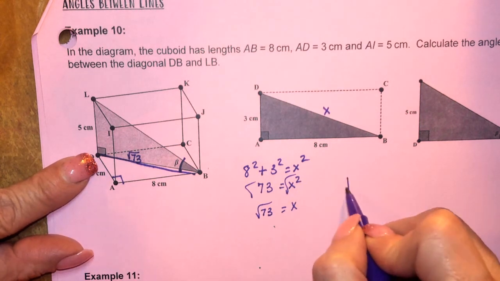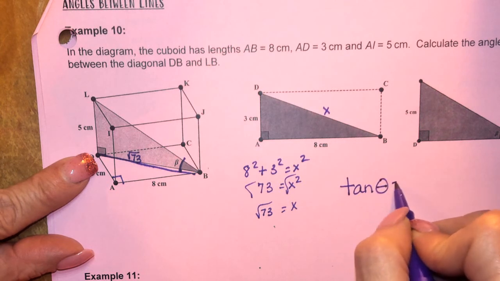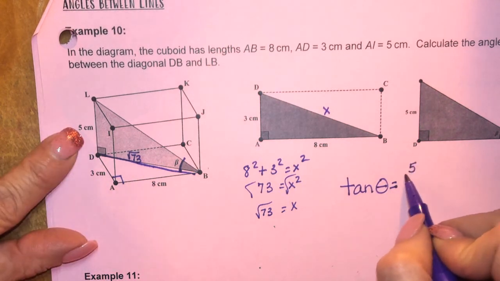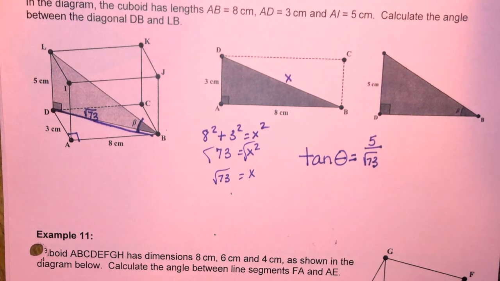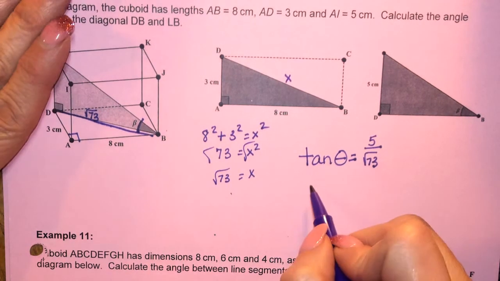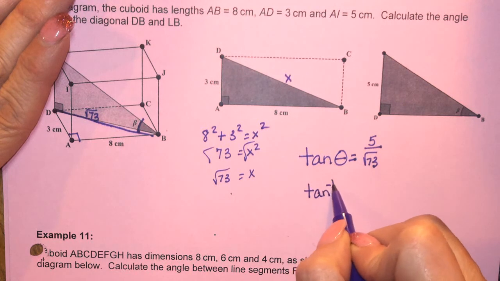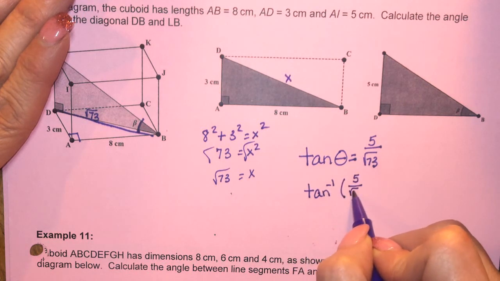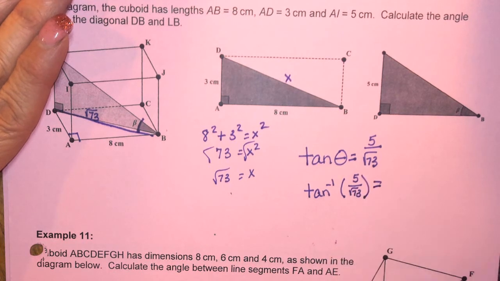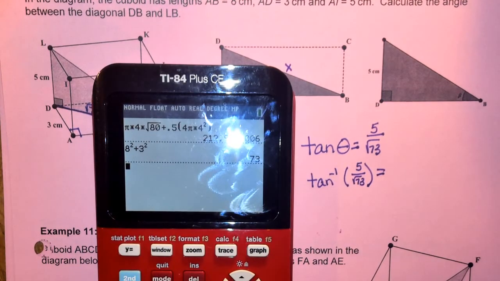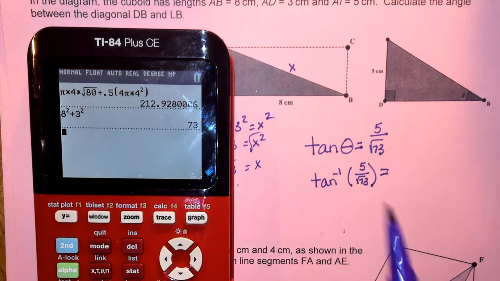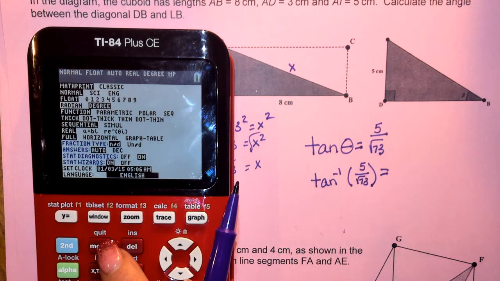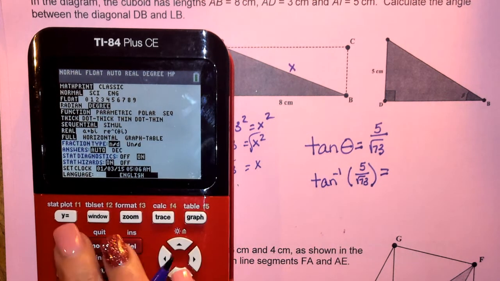Can't I just say that tangent of theta equals opposite, which is 5, over adjacent, which is the square root of 73? Remember when we did this the other day, if you're trying to find the angle, we have to use the inverse. So inverse tangent of 5 over the square root of 73 equals. Let's use our calculator. When you're doing ratios, what's the one thing you always want to make sure of? You are in degrees. So check your mode. Make sure you've got degree highlighted. You are good to go.